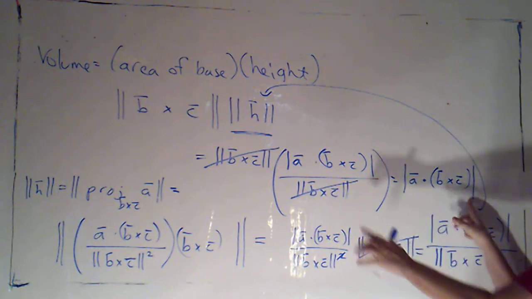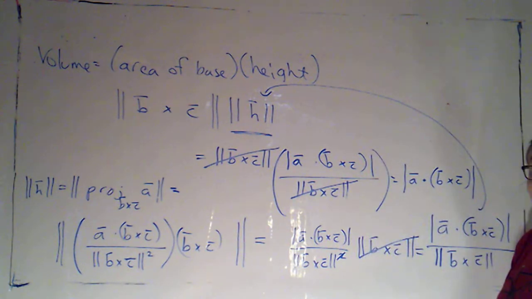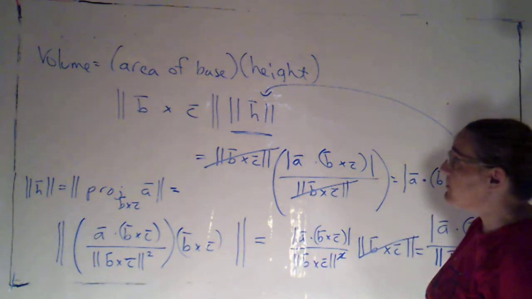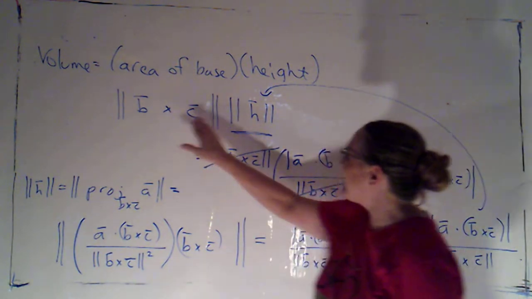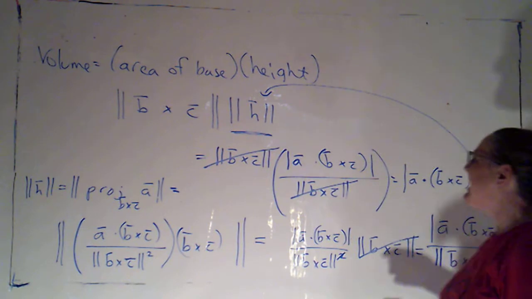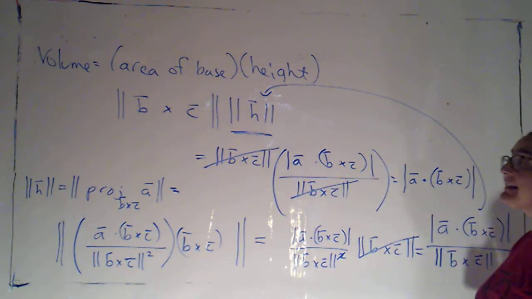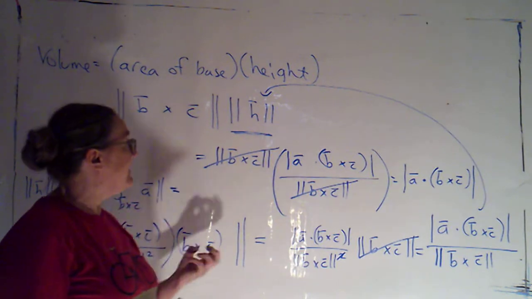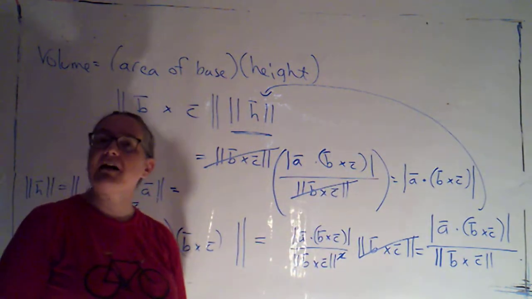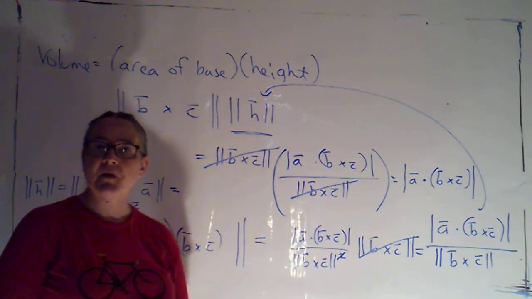So this proves it in the non-degenerate case. We did suppose that we were getting non-zero volume, which means we had a non-zero area of the base and a non-zero height. But this proves that in that case, the volume of that parallelepiped is going to be the absolute value of the scalar triple product, which is kind of cool.